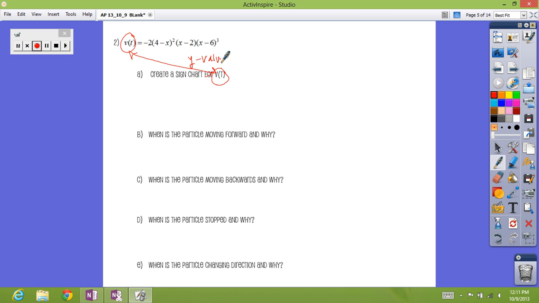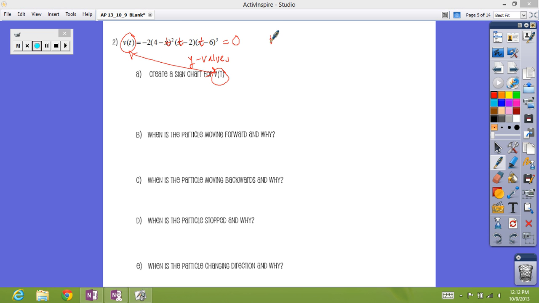So if I'm thinking about y values, the first thing I want to do is look at when my y values, so this is the function, I want them equal to 0, they'll never be undefined, and these should actually be t's, we talked about that in class, typo. So you should have t is equal to 4, 2, and 6.